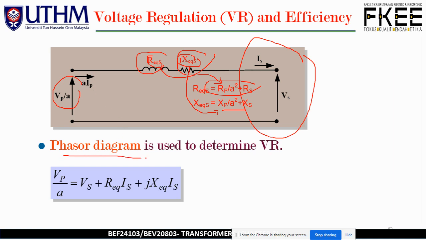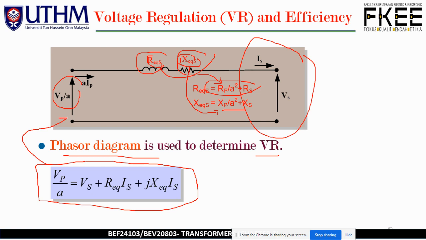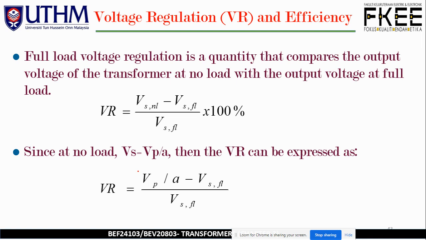So the phasor diagram is used to determine voltage regulation. This is the equation after we simplify, we obtain from this diagram. Again, we apply KVL. So Vp over A equal to Vs plus Req Is plus jXeq Is. So we are going to use many equations later on, especially this type of equation.